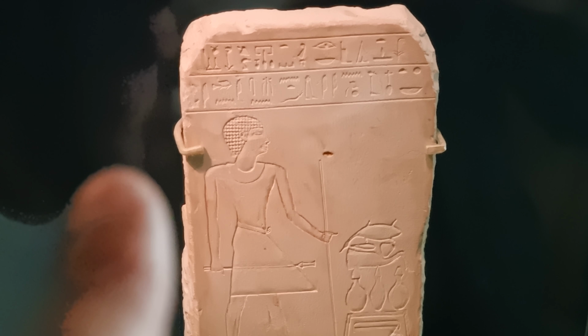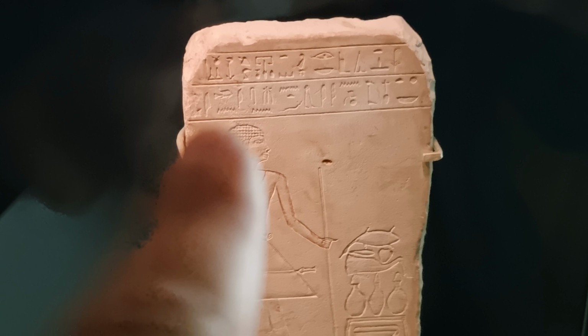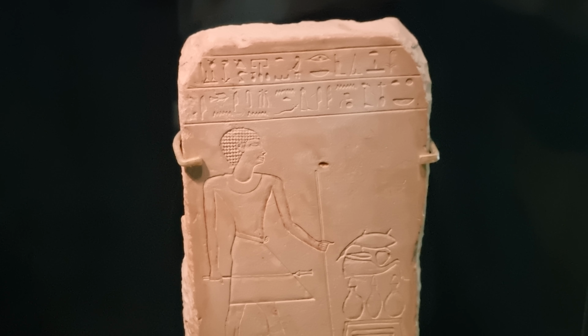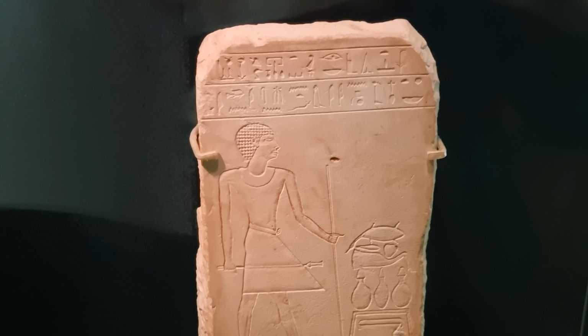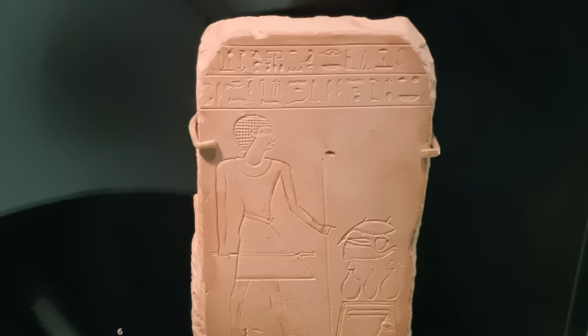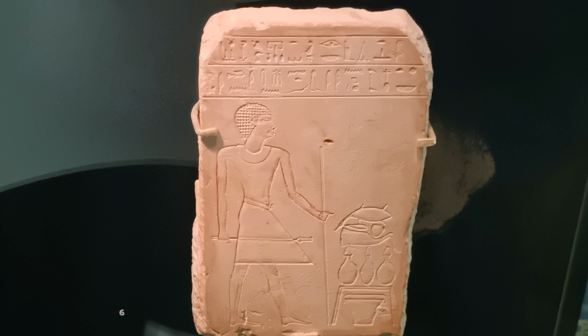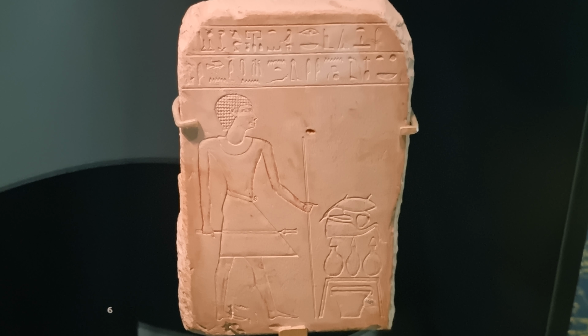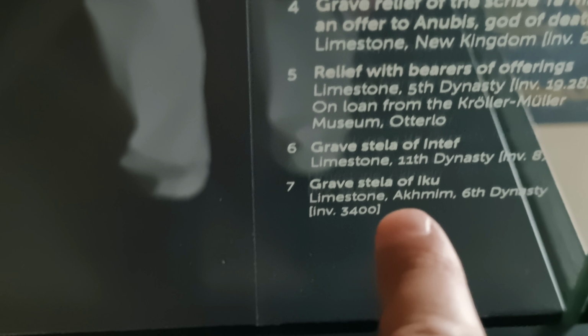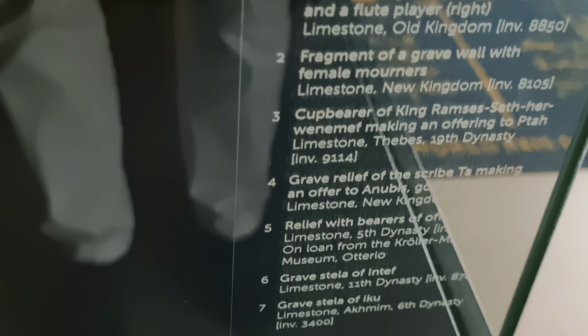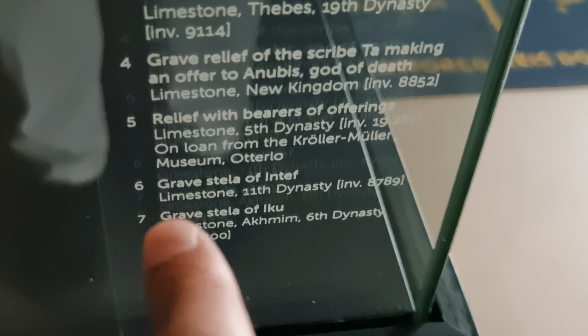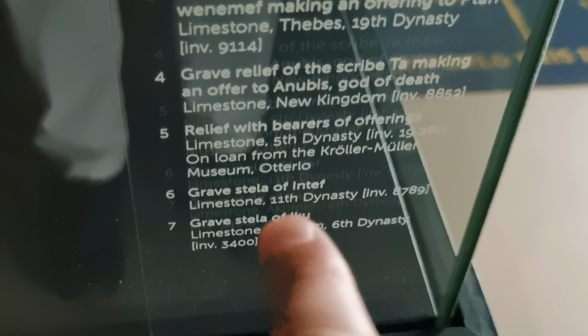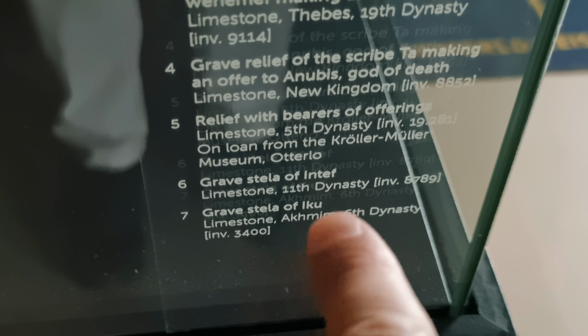Yes, and after the second relief, we actually can distinguish the shape of the seated man. So it lets us know that this is a given name. Now let's read the description for number 6. It's a grave stela of Intef made of limestone from the 11th dynasty.